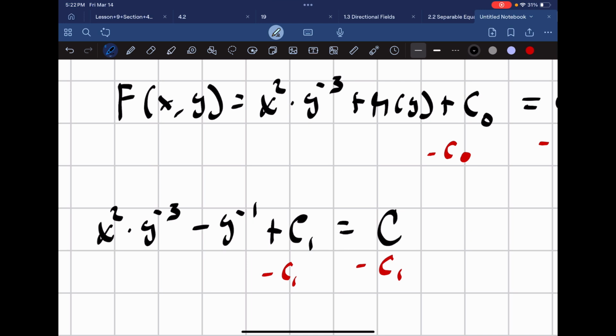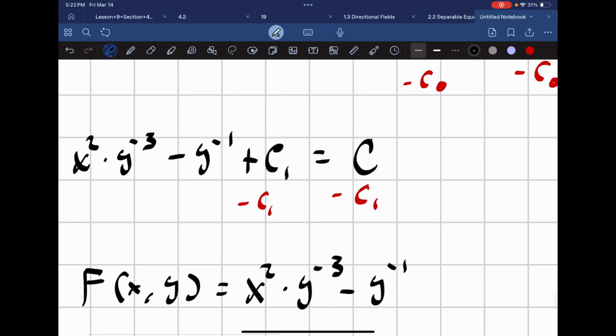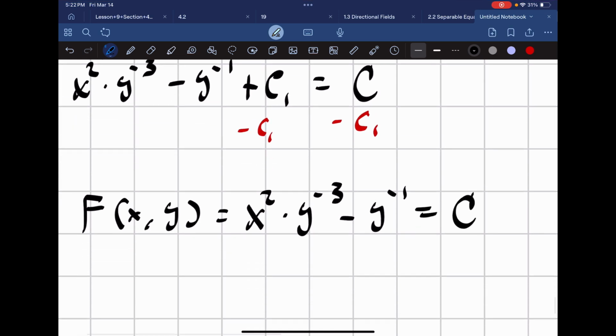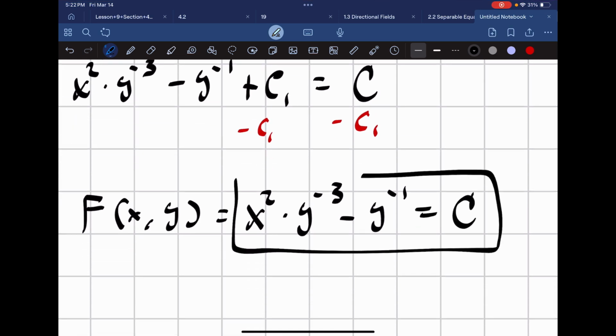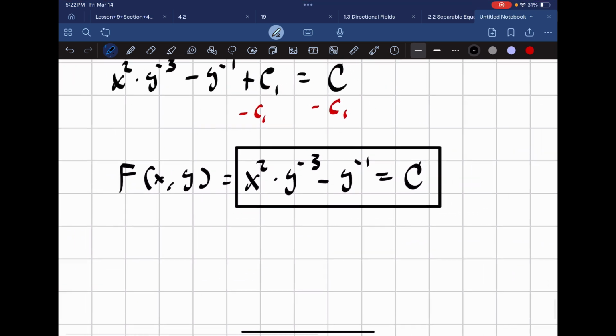And now we finally have what f of x, y is. It equals x squared times y to the -3rd minus y to the first power equals c, right? You could further simplify that, but this is how I would answer the question.